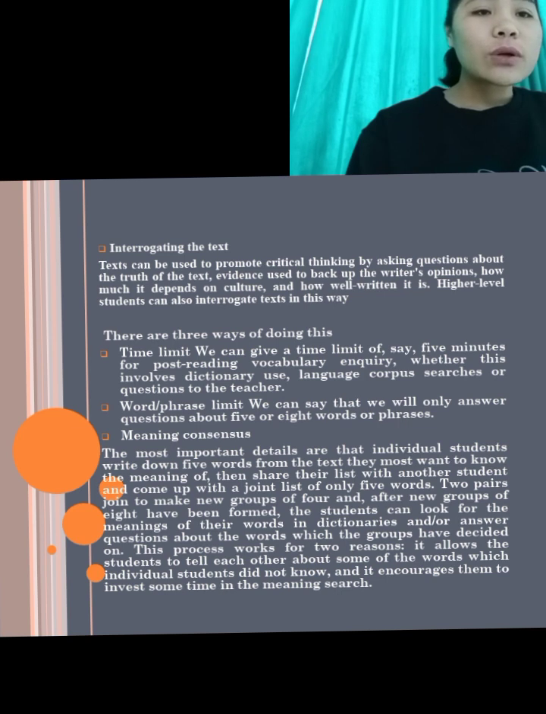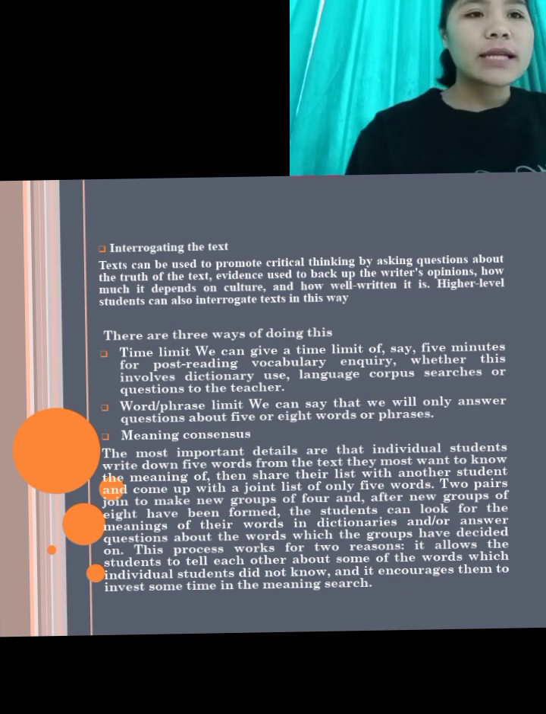And then interrogating the text. Text can be used to promote critical thinking by asking questions about the truth of the text, evidence used to back up the written opinions, how much it depends on culture, and how well written it is. Higher level students can also integrate text in this way. And then there are three ways of doing this.